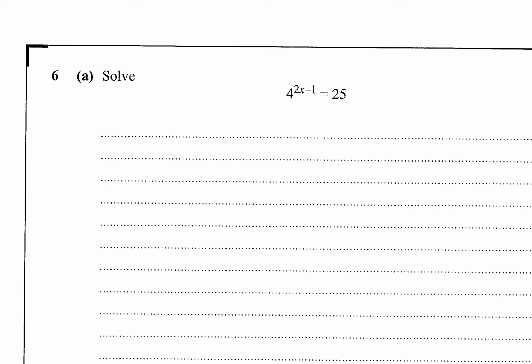Question 6 is a logs question. You've got 4 to the power of 2x minus 1 is equal to 25. So we want to take logs. Now I've started just using the natural log button, so the ln button, but you can still use log if you want, as long as you're consistent. So as long as you use either lns on both sides or logs on both sides, it'll be the same. So I've taken lns. I'll say then ln of, sorry, 2x minus 1 in a bracket upon ln of 4 is equal to ln of 25.